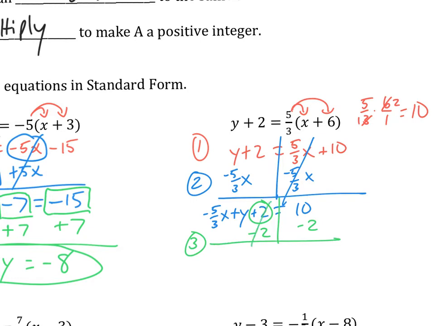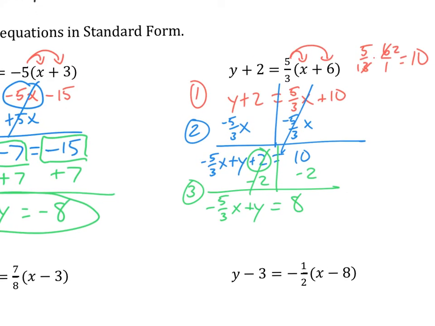And those will cancel out, and we'll have negative 5/3 x plus y is equal to 8. All right, now this time I do need to use my fourth step of multiplying to make a positive integer. Okay, so I need to do two things here. I have a negative sign, so I need to multiply by something that would undo a negative, namely a negative.